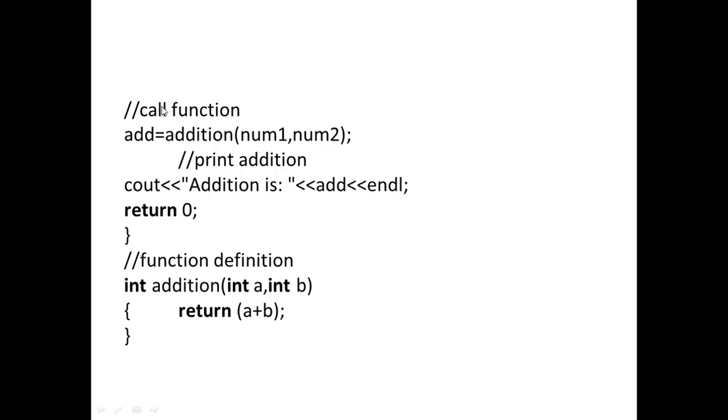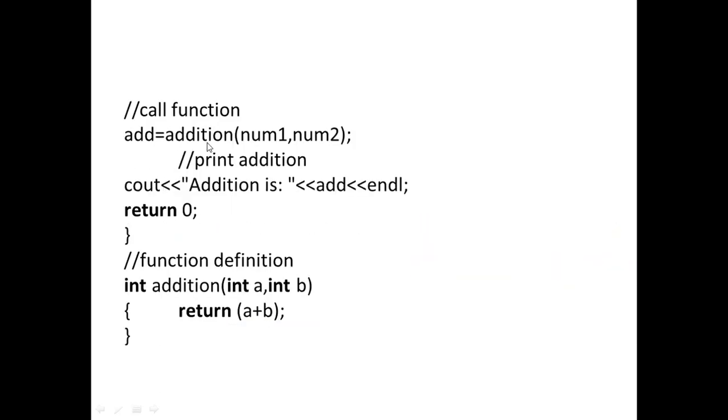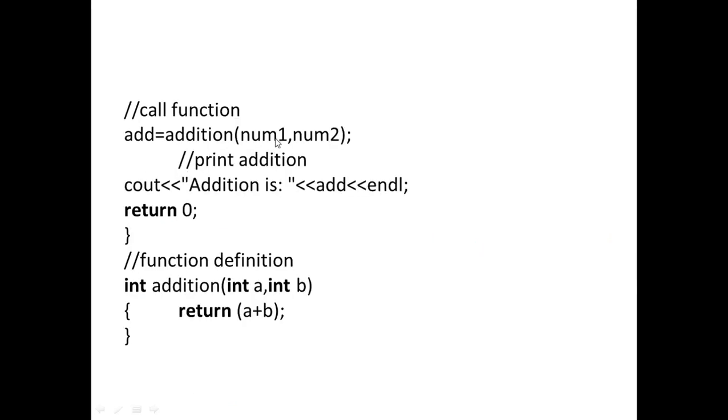So here we are reading the numbers, and now add equals addition(num1, num2). Here we are not writing the operation, but instead we are just giving addition num1 num2. Addition is a function we already declared and we are using it, giving our variables here. The first number is num1, and the second number is num2.